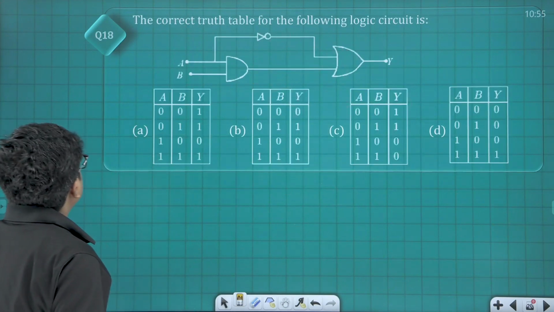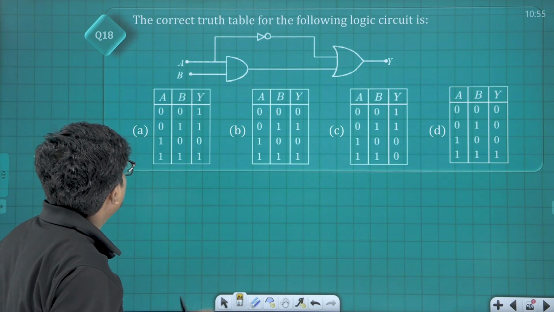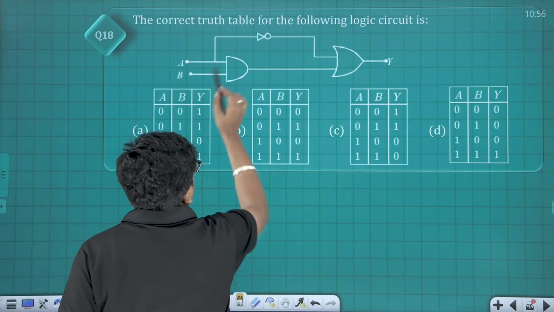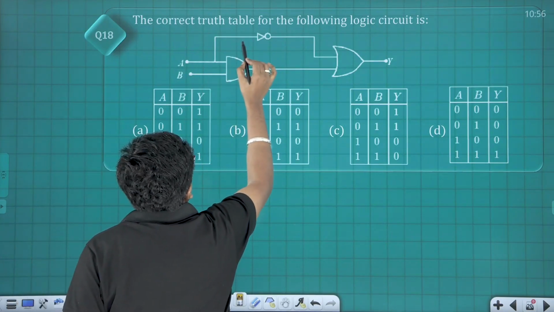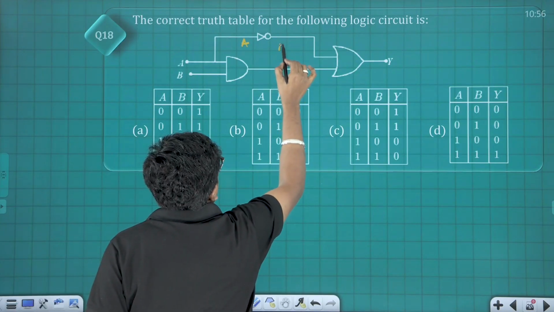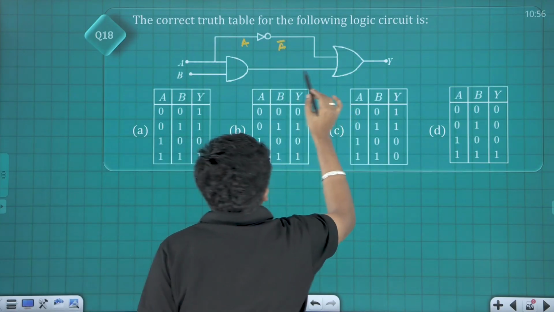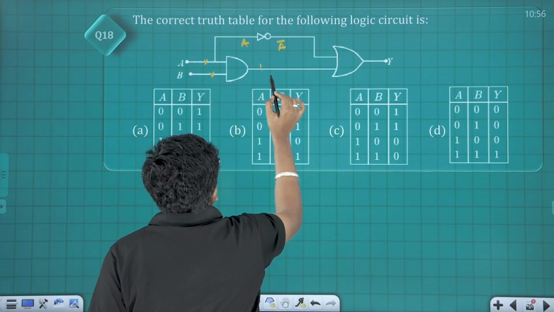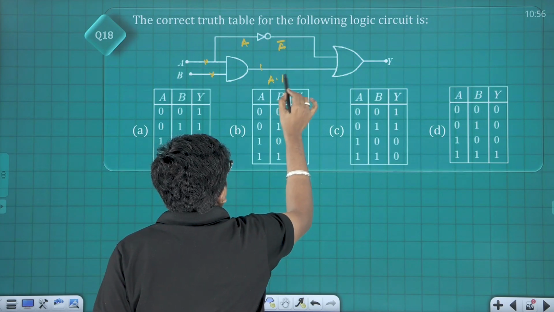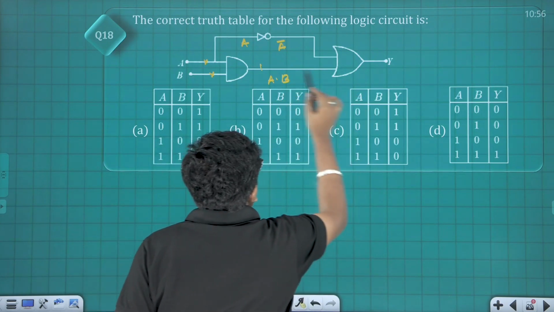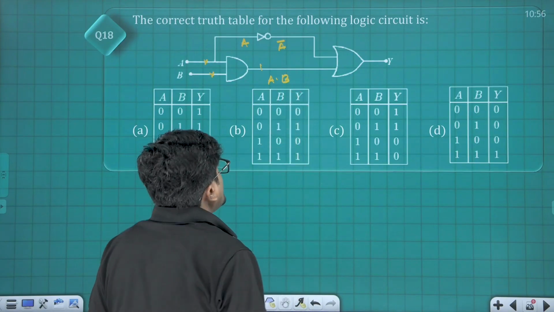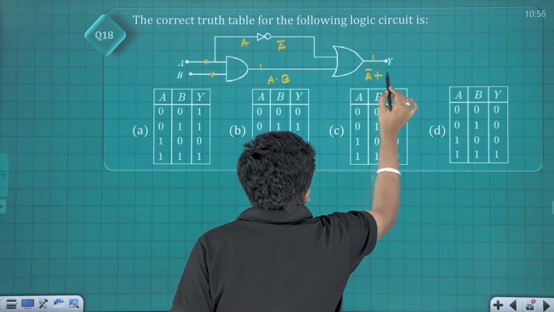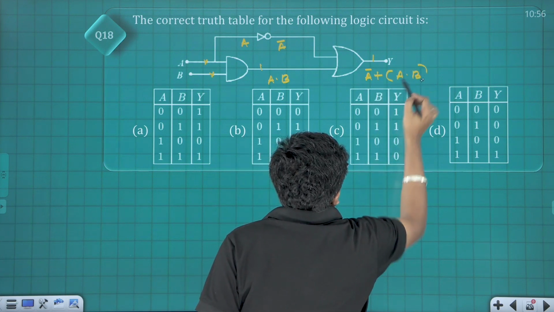Next is question number 18. It says, the correct truth table for the following logic gate is. So here this is A, here also this is going to be A, and here this is going to be A bar. And here this is A and this is B, so the output is going to be A dot B. So we have got A bar as well as A dot B here, and finally this needs to be A bar plus A dot B.